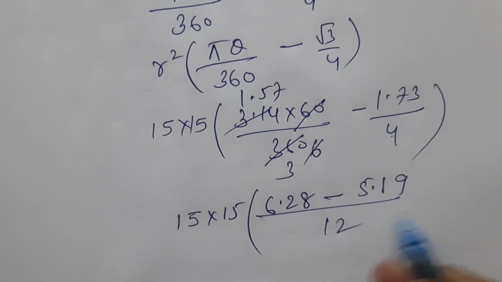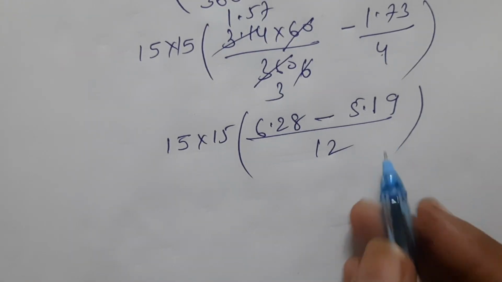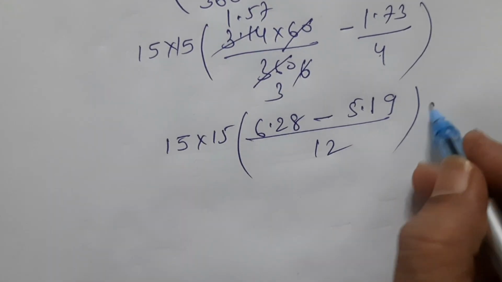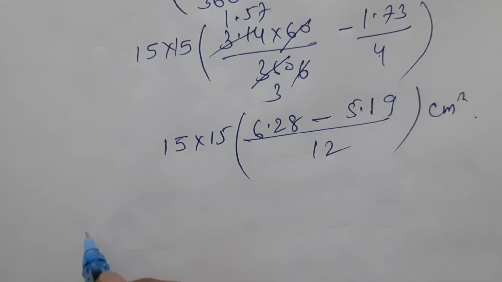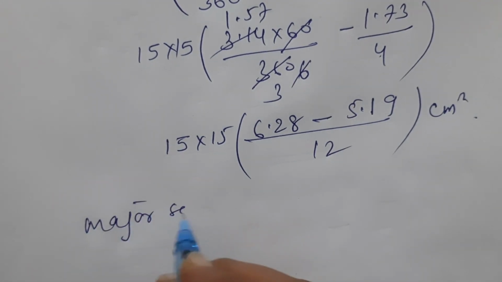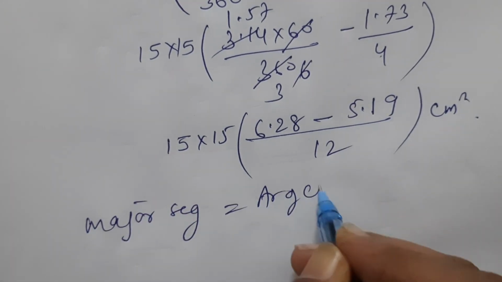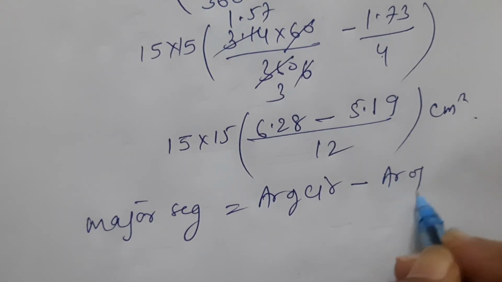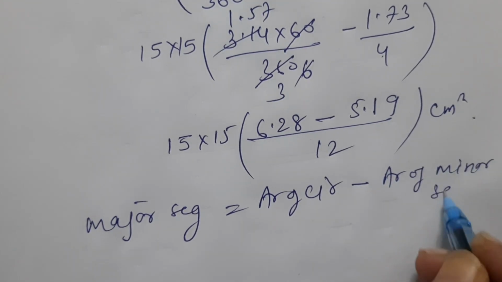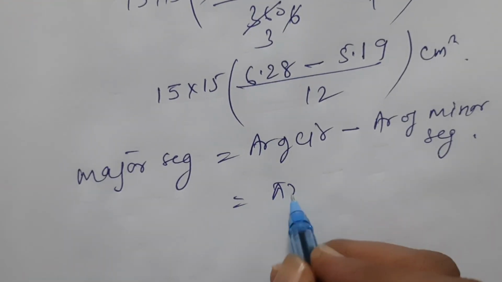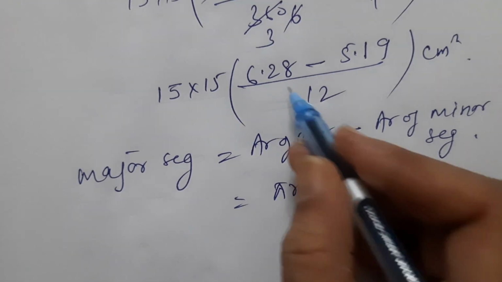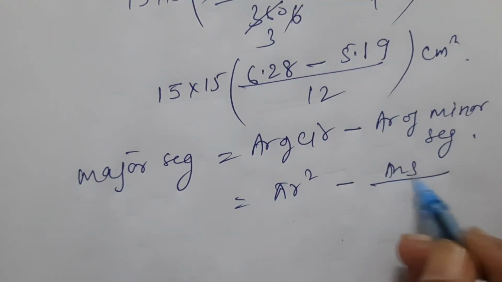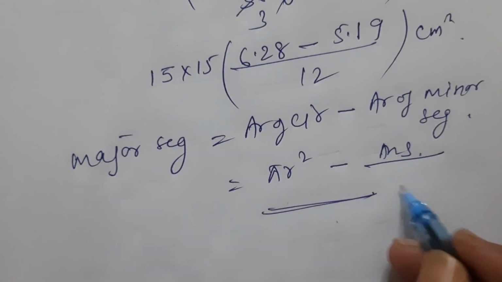Whole divide by 12. Now subtract them and complete your calculation on your own. So this is the answer of the minor segment. Now to find the major segment, again, area of circle minus area of minor segment. So this is the answer. Area of circle is pi r square. Minor segment, after calculation whatever answer we get, put it there and subtract. So that is the final answer.